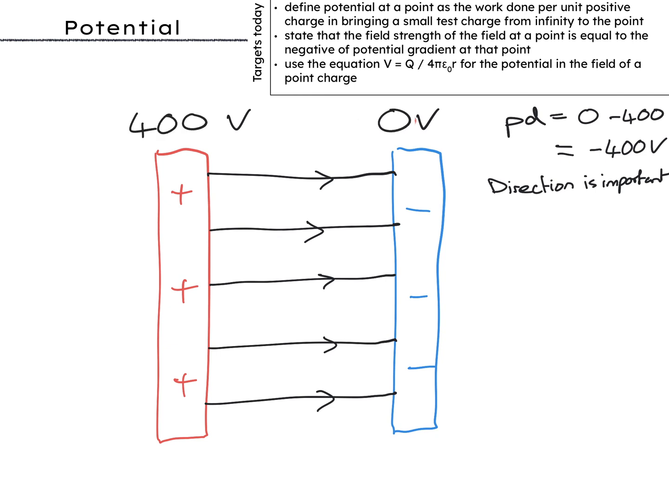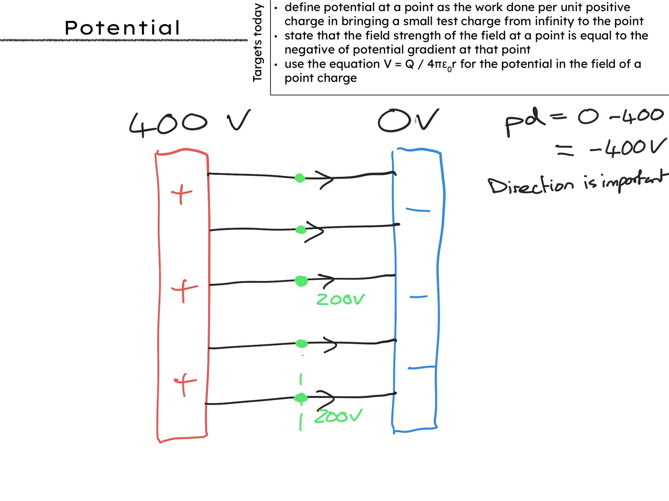Now, consider this point, halfway between the parallel plates. What's the potential here, do you think? Do have a think. Well, it's halfway between, so it will split the potential. It will be 200 volts. How about here, halfway between the plates? Hopefully you said 200 volts again, and it's going to be the same along all these points.